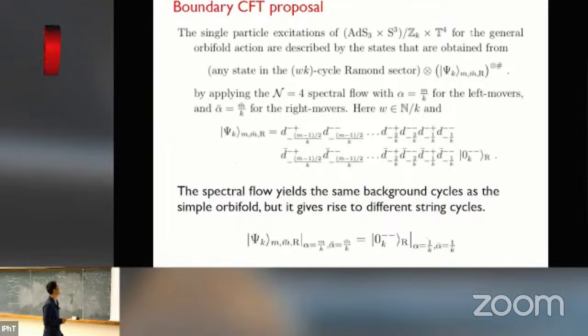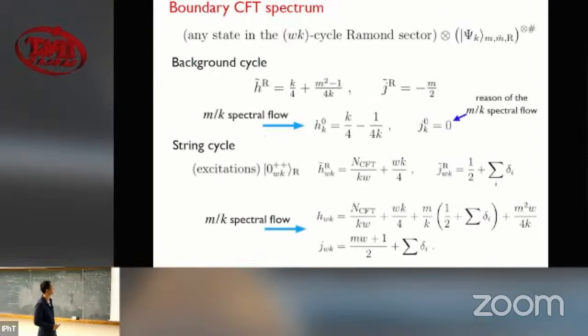So now let's look at the boundary CFT proposal. It's very similar to the simple orbifold, but now the background is not the Ramond ground state, but the spectral flow state from the Ramond ground state, like this one. And we need to do the spectral flow, not 1 over k, but m over k. And this state is like filling the Fermi sea from the Ramond ground state. Now, if we do this spectral flow for the Ramond ground state, we get the same state as for the simple orbifold. But if you do this spectral flow for the string cycle, usually you will get completely different states. So they are not simple spectral flows of states.